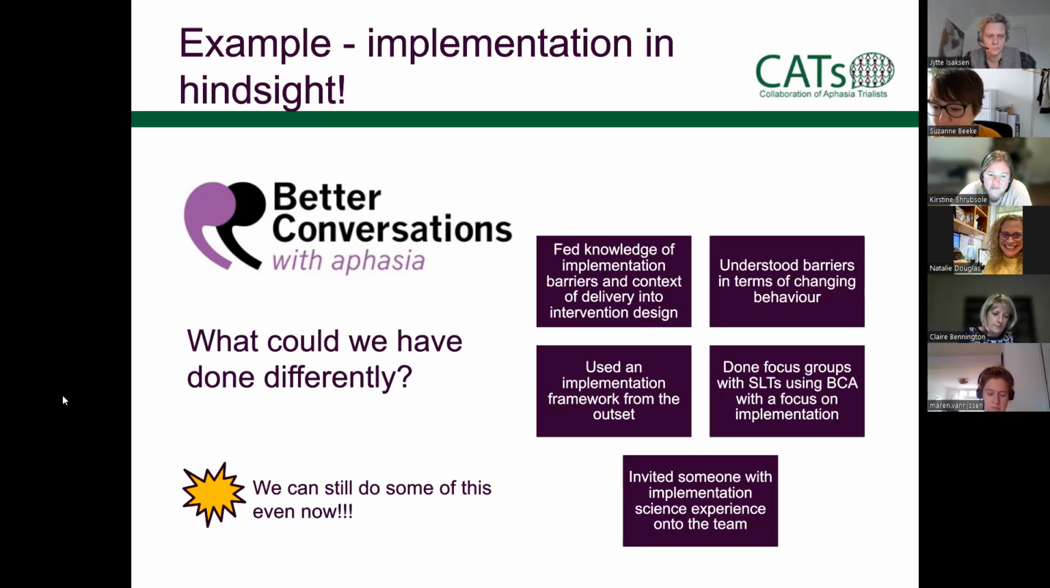And now that we have a growing band of people in our field who are developing implementation science expertise, I think it will be easier for us all to invite people onto our teams who bring that expertise. So those are my, in hindsight, reflections on the Better Conversations with Aphasia CPT work.